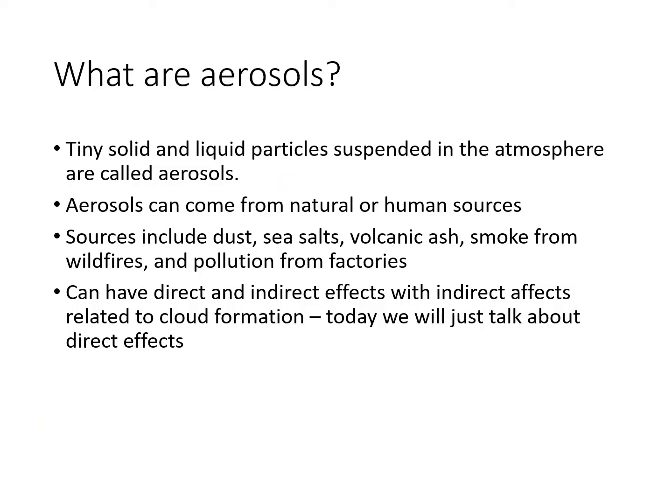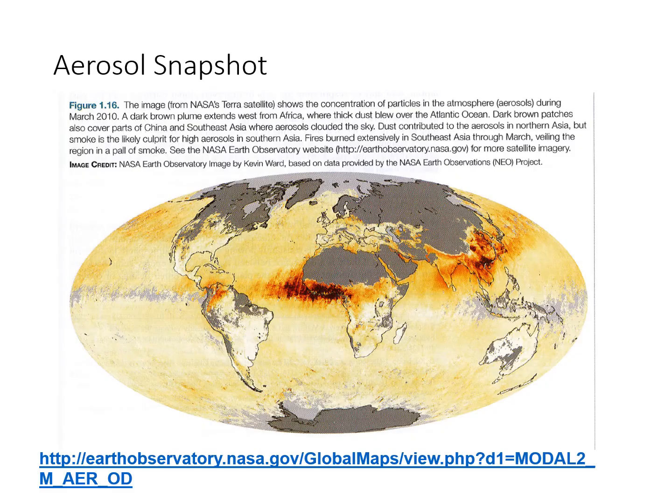The next forcing we'll consider are aerosols, which are tiny solid and liquid particles suspended in the atmosphere. Aerosols can come from natural and human sources. Today, aerosols are being increased dramatically by several human activities. This map shows the distribution of aerosols. Note the hot spot in aerosols downwind of the Sahara Desert. This is caused by very fine desert dust being blown downwind.